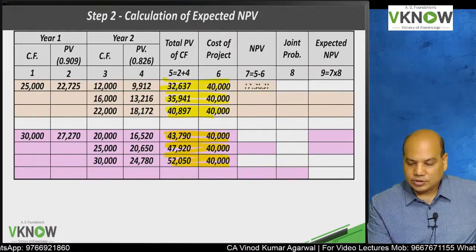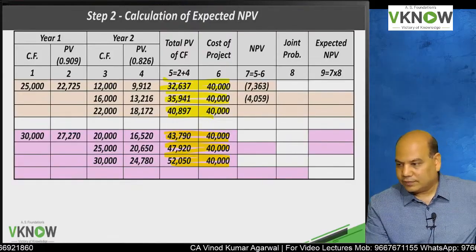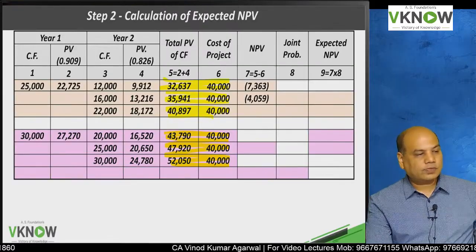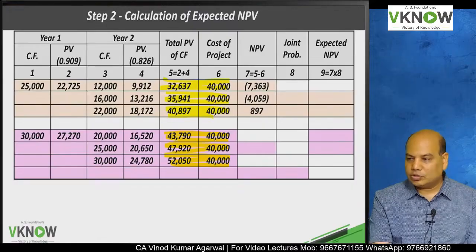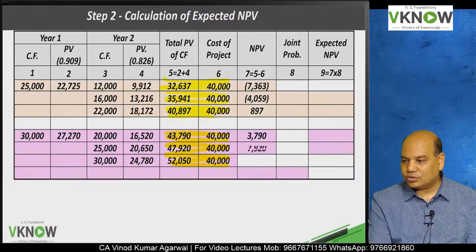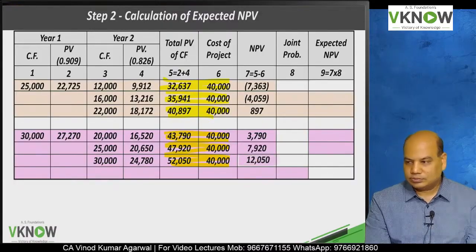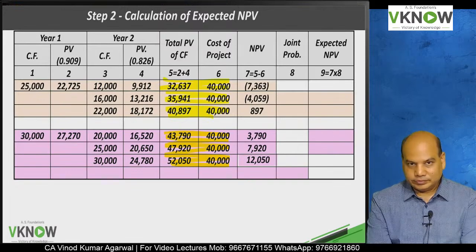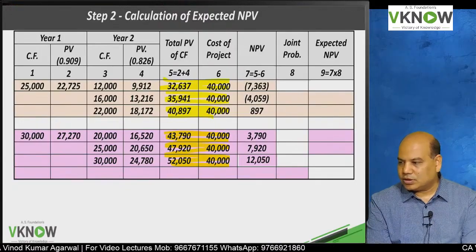32,637 minus 40,000. 7363. Negative. 4059 negative. Without calculator try. 897. 3790. 7920. 12050. Can you see that? Wait, up to this is right? Up to this is right?